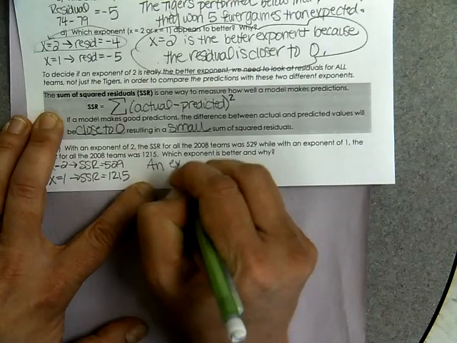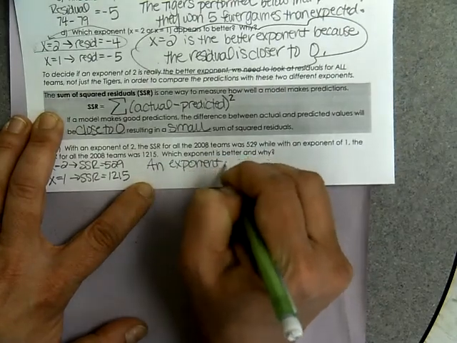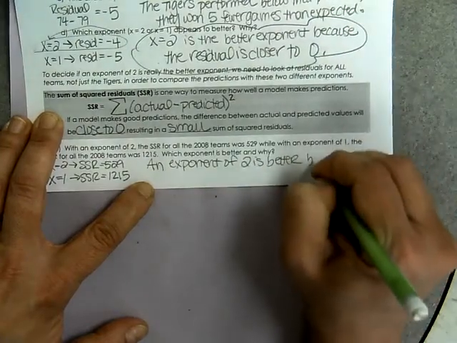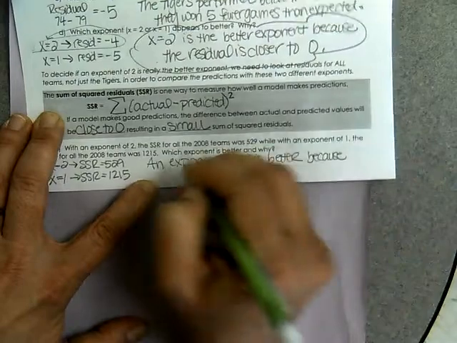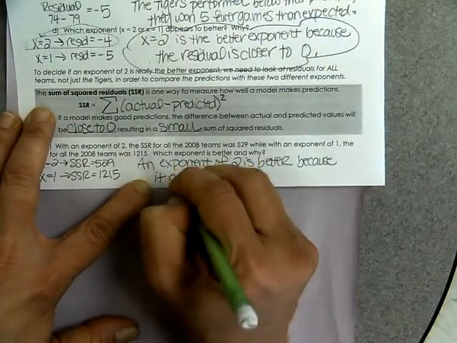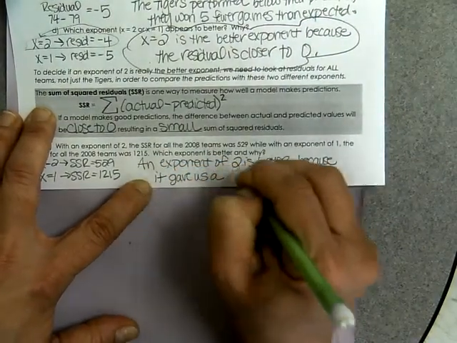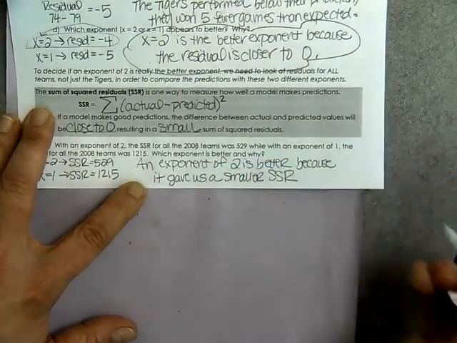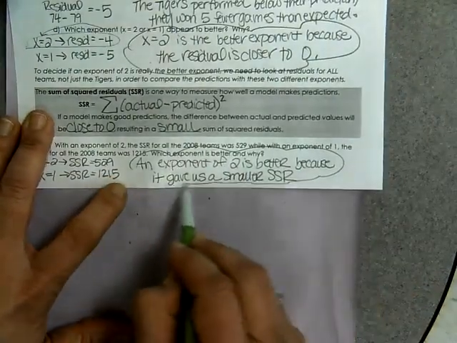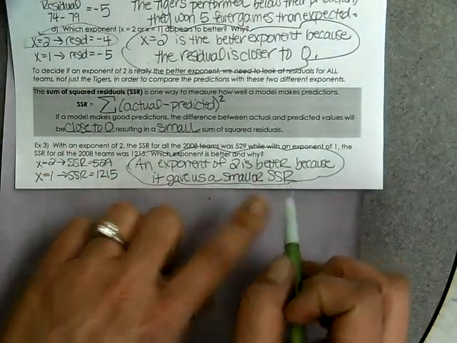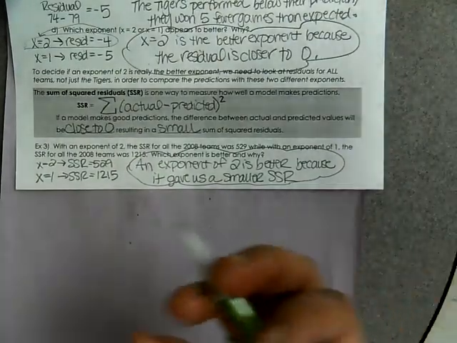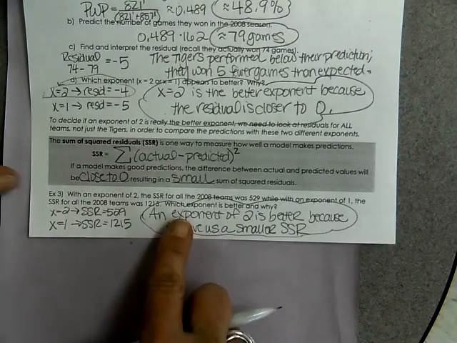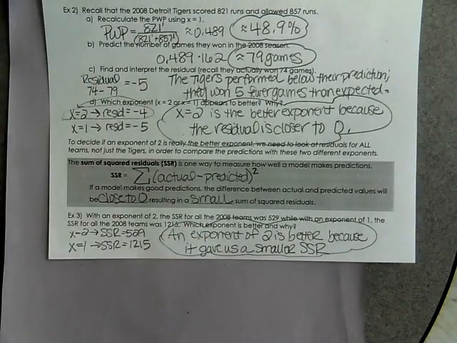So we can say that an exponent of 2 is better because it gave us a smaller SSR. And again, a smaller SSR indicates that your predictions were closer to the actual values. And that's the gist. So just a lot of computing today. Don't forget your parentheses. We will look at equations for predictions in the next lesson.